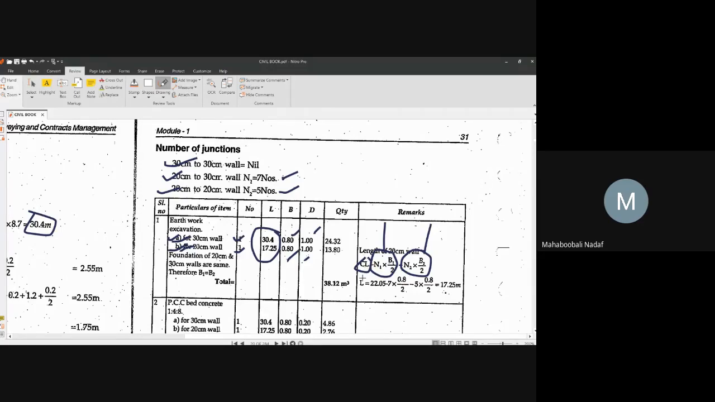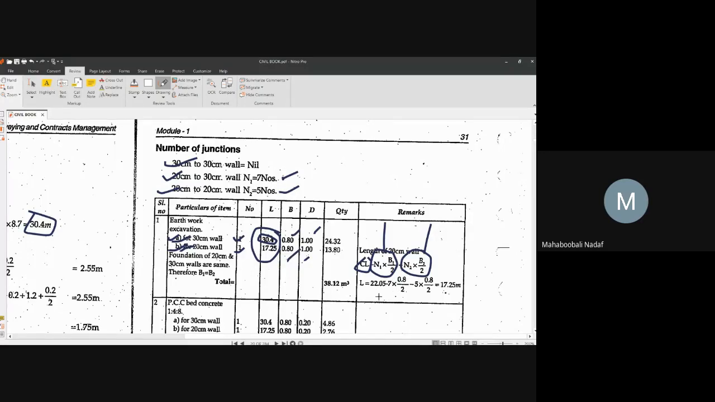So now the first one, center to center. How much is that? 30.4. For 30.4 there should not be any correction. Why? Because there are no 30 to 30 junctions. For the 30 centimeter wall you have written directly 30.4, because it is a peripheral line and there are no junctions. But for the internal wall, there are so many junctions.